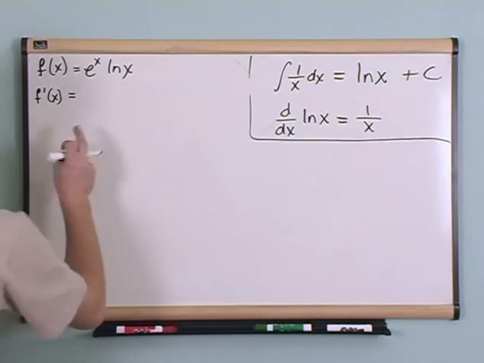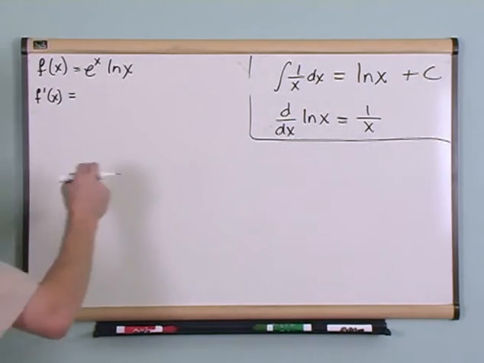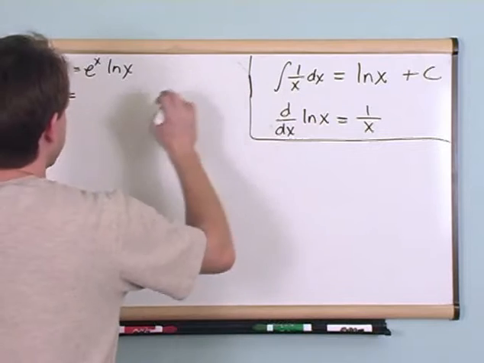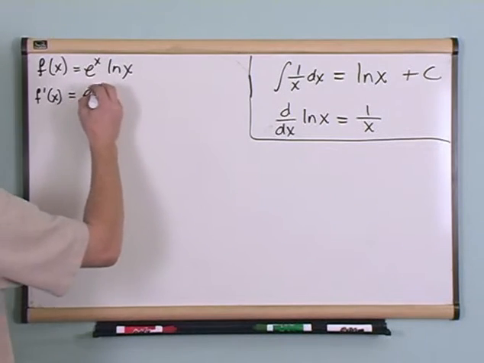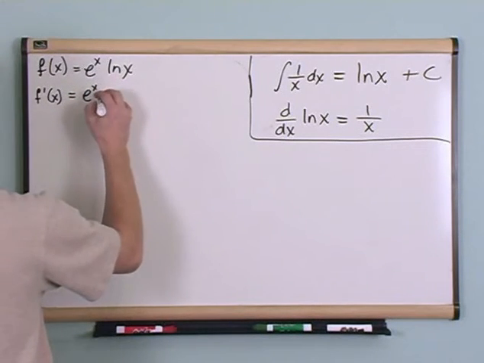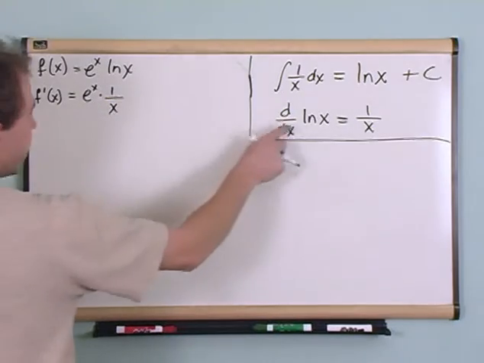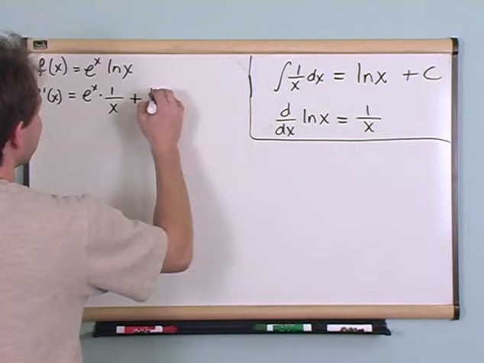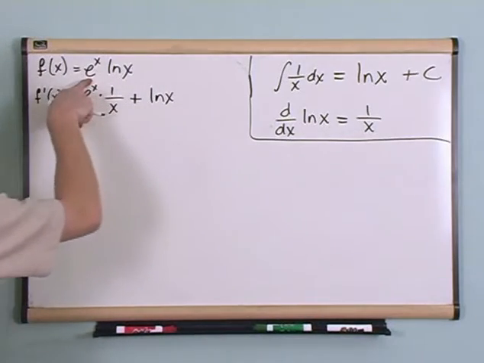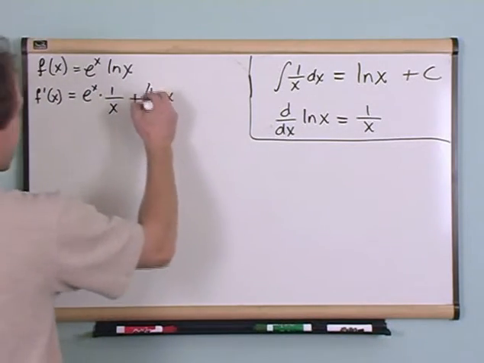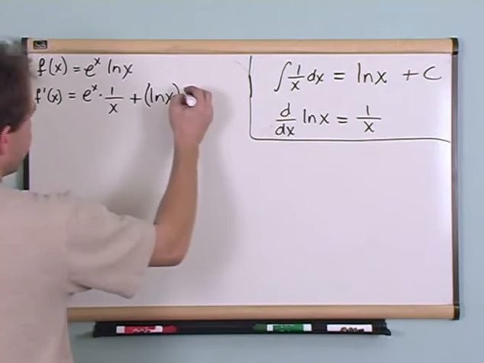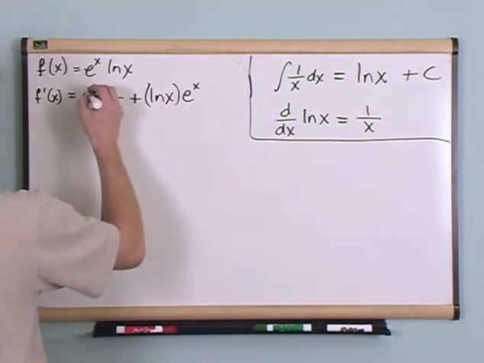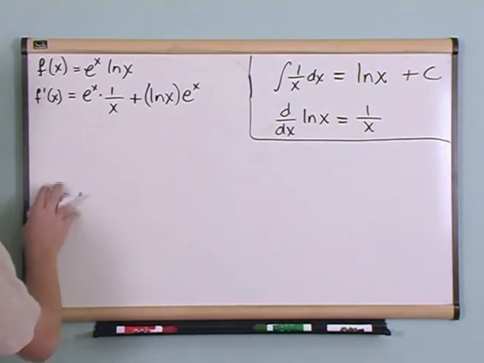And I'm hoping that you guys are able to remember this a little bit now. It's the first term times the derivative of the second term. In this case, that's just going to be 1 over x, because the derivative of natural log is 1 over x, plus the second term times the derivative of the first term. Now, you remember that e to the x is the indestructible function, so the derivative of e to the x is just simply e to the x.